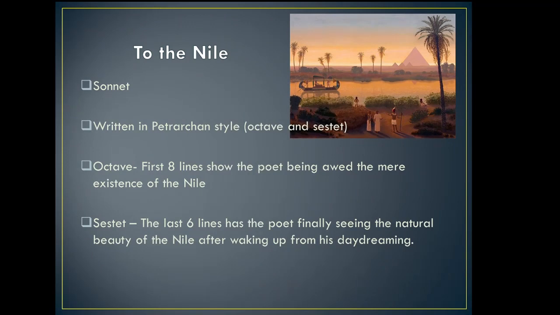Our poem, To the Nile, is a sonnet, which is a poem with 14 lines. To the Nile is written in the Petrarchan style of poetry, which means it has two parts, an octave and a sestet. The octave in this poem is its first 8 lines. Here we can see the poet being in complete awe of the Nile's mere existence. However, in the sestet, which is the last 6 lines, the poet comes out of his daydream and starts to realize the practical beauty and importance of the Nile. Now let's move on to the line-by-line analysis of the poem.